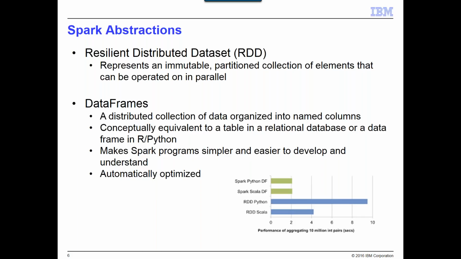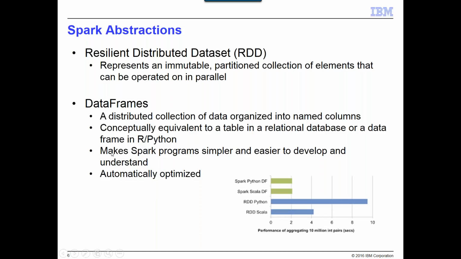An enhancement to that that came over time is this concept of data frames. Data frames are data organized into named columns. So conceptually, most of us are familiar with a relational database, so it looks like a relational database table. And there are other programming languages that have this type of capability. Both R and Python have data frames, and it's very similar to that. So it makes it easier to work with the data, a little bit easier to understand.